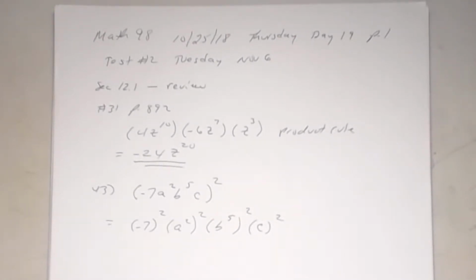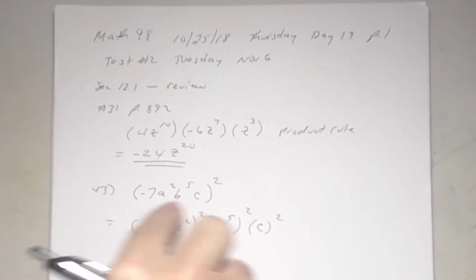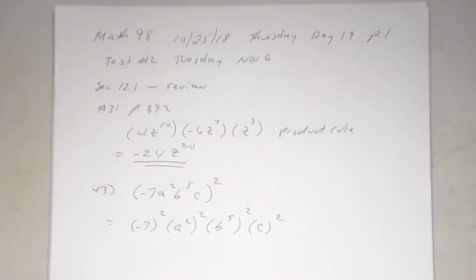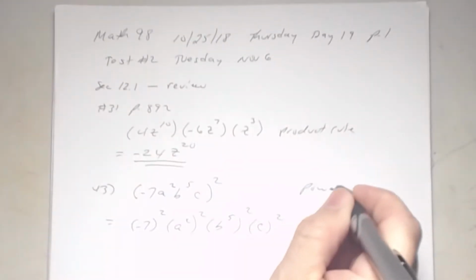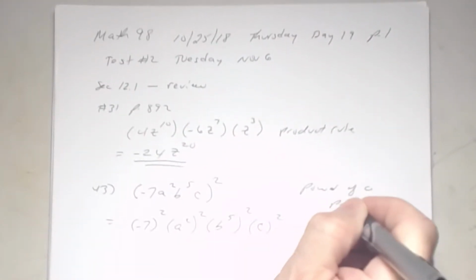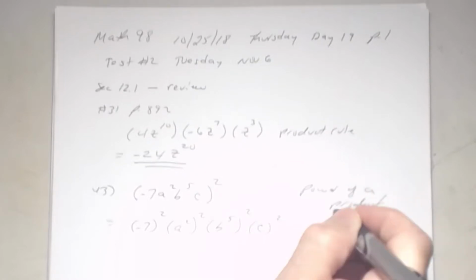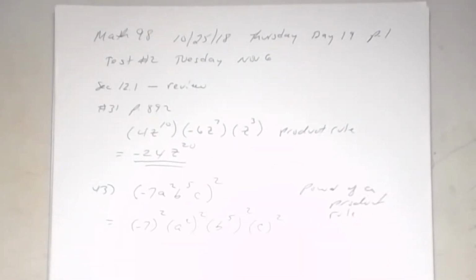The power rule says when you have a product raised to a power, this is the power of a product, so I should say power of a product. So there's a power of a product rule. You have a product inside the parentheses, right? And it's a product because everything's being multiplied: negative 7 times a squared times b to the fifth times c. But that product is being raised to a what?